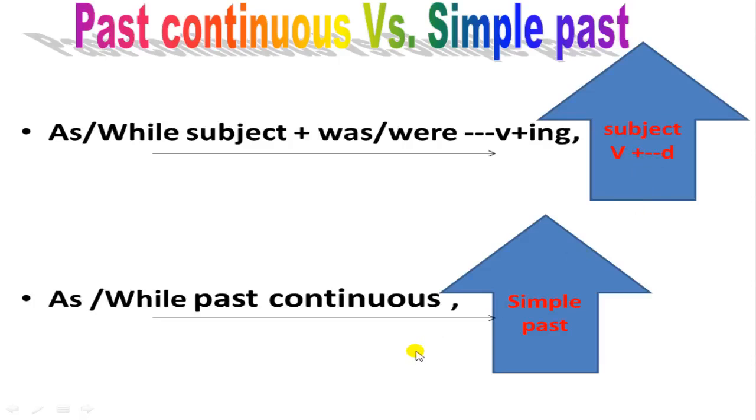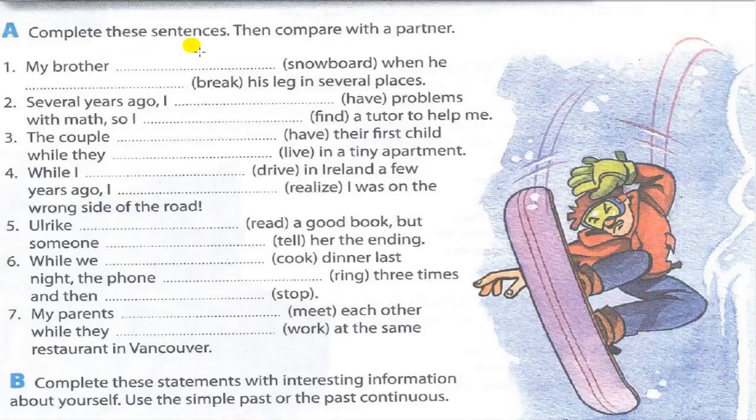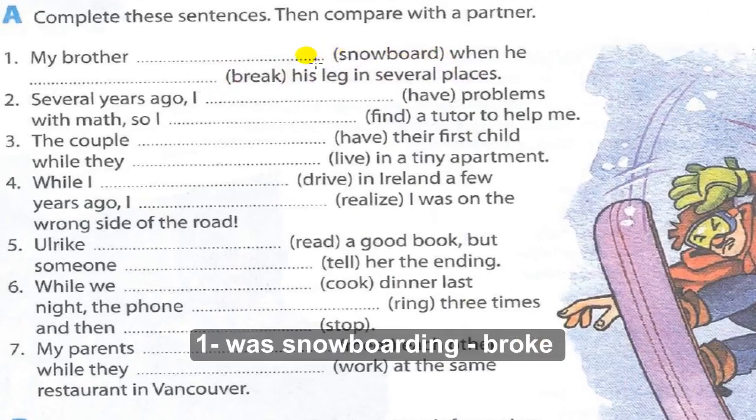And now let's get some exercises. A. Complete the sentences, then compare with the partner. In this exercise, you are going to complete the sentences. 1. My brother was snowboarding when he broke his leg in several places. So, someone, and he is snowboarding. My brother was snowboarding when he broke his leg in several places. So number one, was snowboarding, broke his leg.